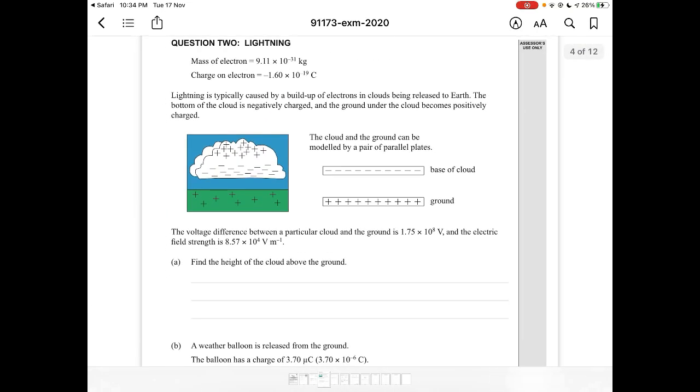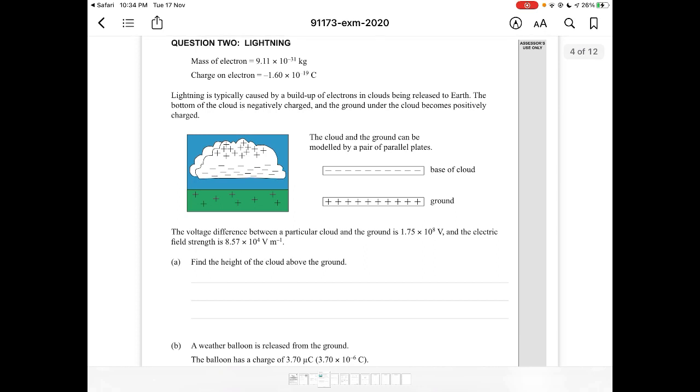Question 2, lightning. Mass of the electron, they give you as 9.11 times 10 to the power of negative 31 kilograms. Charge on the electron is 1.6 times 10 to the power of negative 19 coulombs. Lightning is typically caused by a buildup of electrons in the clouds being released to Earth. The bottom of the cloud is negatively charged, and the ground under the cloud becomes positively charged. The cloud and the ground can be modeled by a pair of parallel plates.